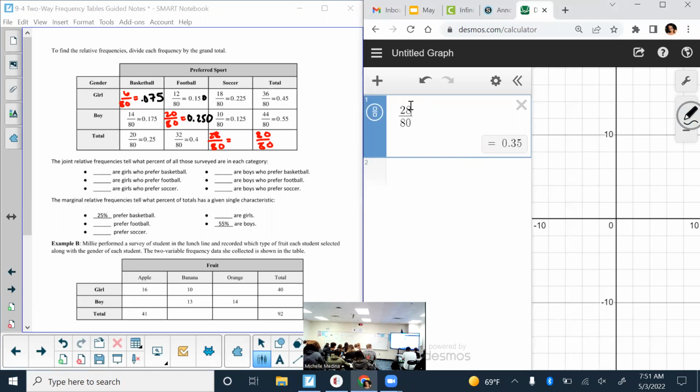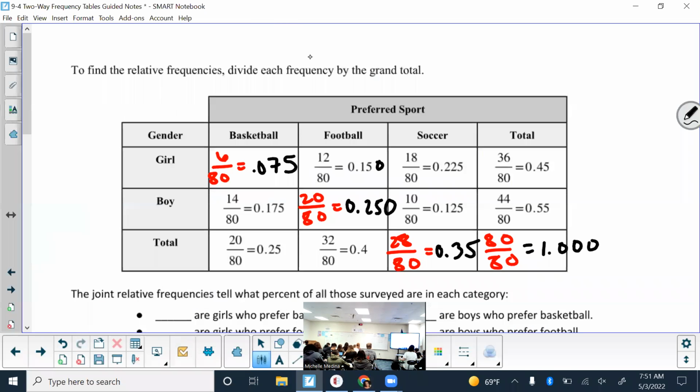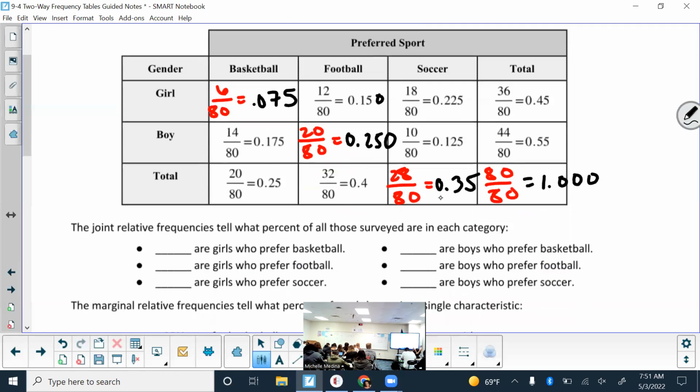And then 28 divided by 80 is 0.35. And then 80 divided by 80 is 1, so 1.000, I guess you could say. So now that we have that, we're also going to answer these questions. These will be as percents.